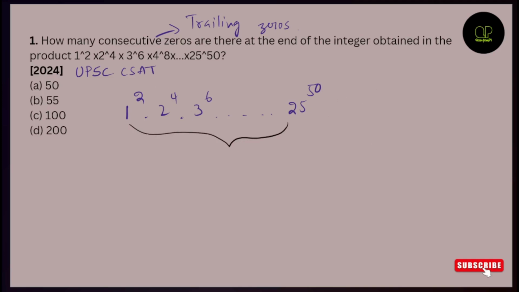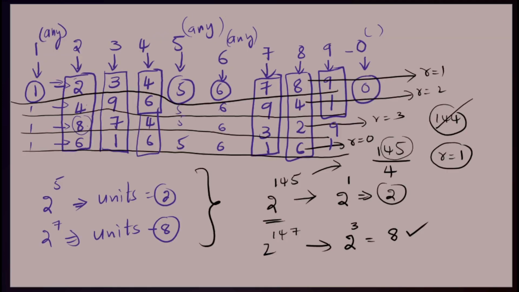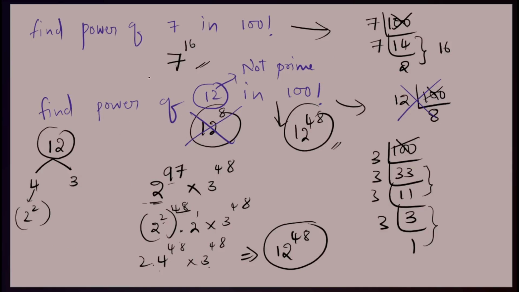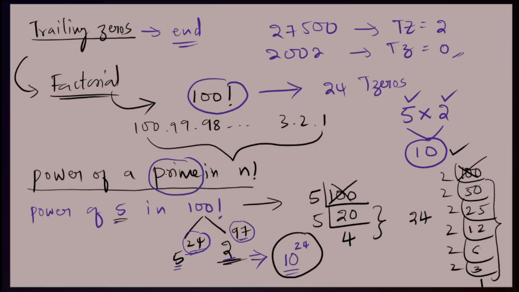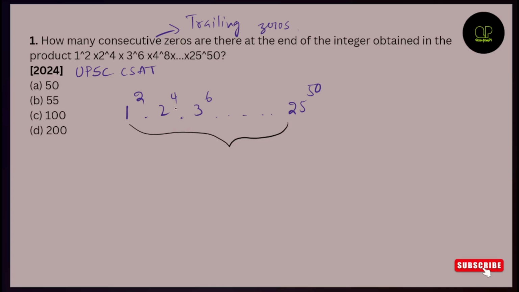See, you have to observe one thing. Definitely, the number of 5s would be lesser than the number of 2s, because the 2s would be more in number. Even here there are only 24 5s, but in 100 factorial there are 97 2s. 2s are more in number. So definitely here as well, the power of 2s would be more. So just find the power of 5s.